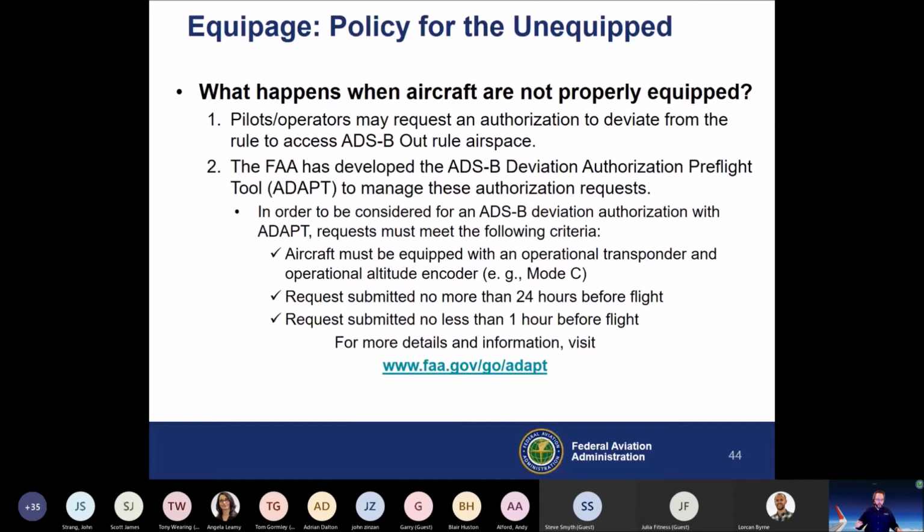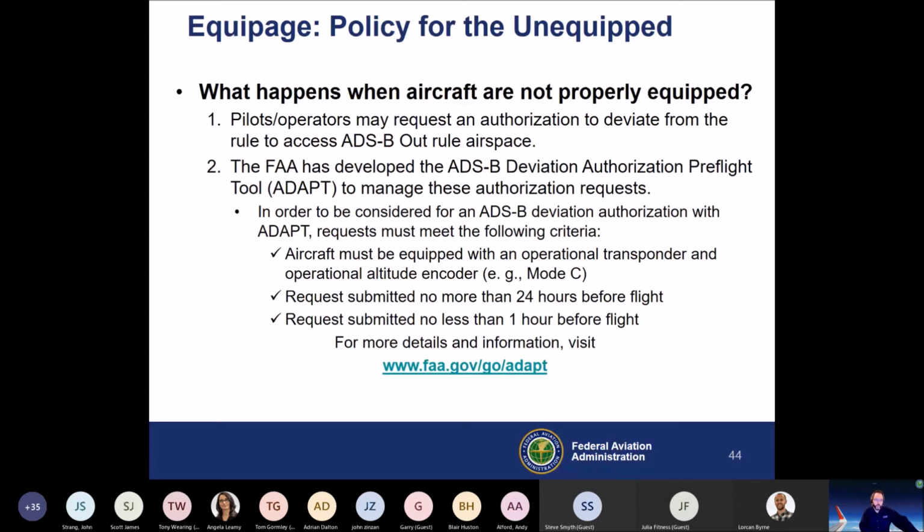And we have a system that we developed called Adapt, where you can go in between 24 and 1 hour before your flight and make a request for an authorization for a particular reason. It goes into this system where a lot of them are either automatically accepted, some are automatically rejected, depending on the reasons and the place where they're intending to fly and so on. And then there's some in the middle that require an actual person to review and evaluate. But then they're all returned yes or no.